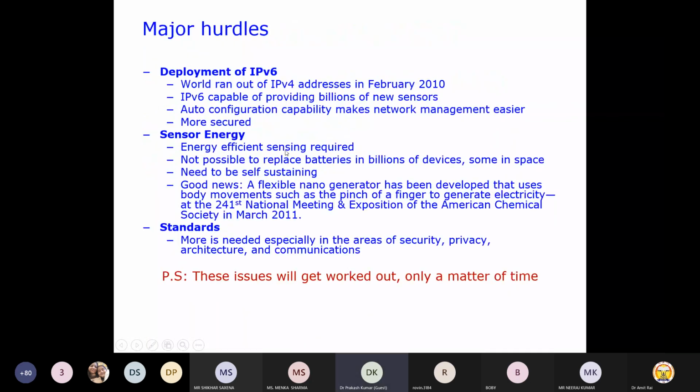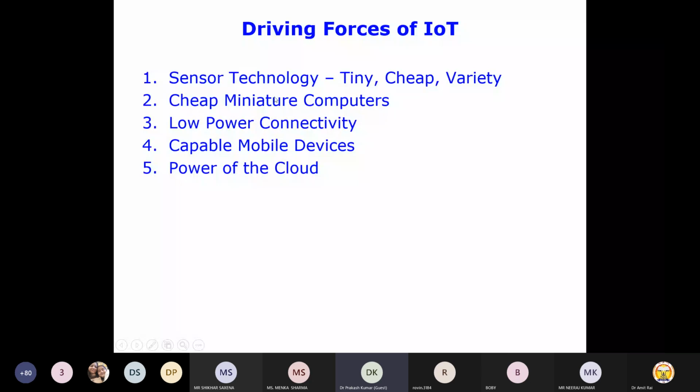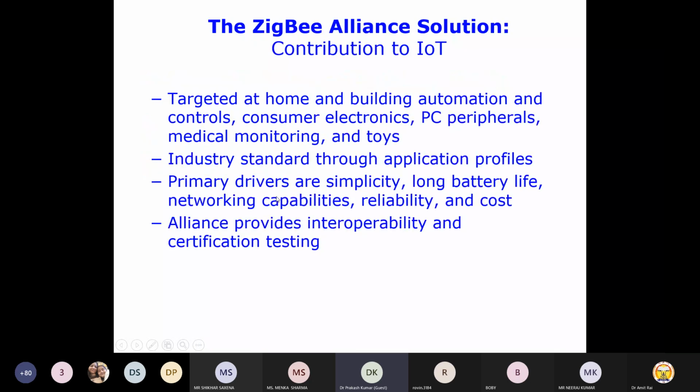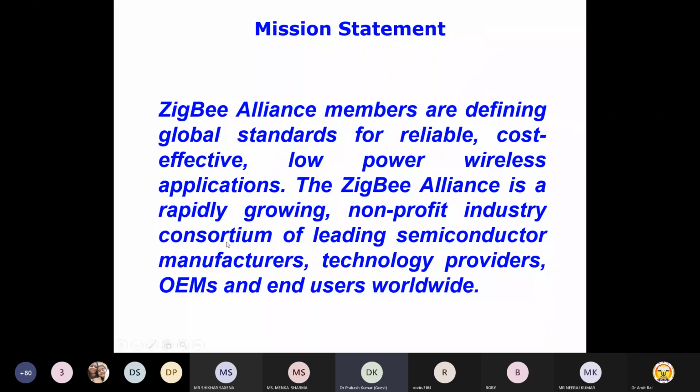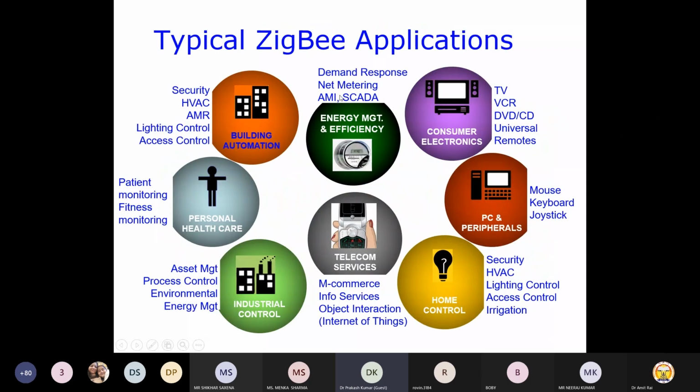So these are, let me move on to some parts. What are the driving forces of IoT? Sensor technology, cheap miniature computers, low power connectivity, capable mobile devices, and the power of the cloud, which is going to facilitate. Hence, the contribution of IoT and cloud is very high. Lots of data is being generated. We need to work on big data analytics, big data handling, online repository. And with these things, we develop certain algorithms, certain trends and techniques so that a lesser amount of power is consumed. Sustainable solutions are there. For example, one of the technologies which is in mainstream adoption today is Zigbee. Zigbee applications.